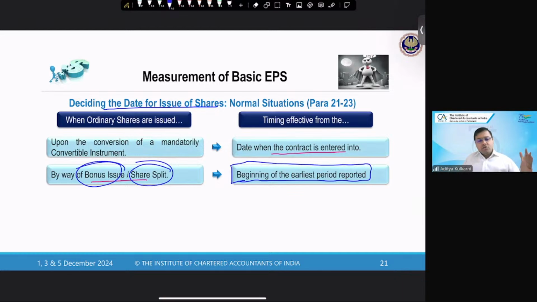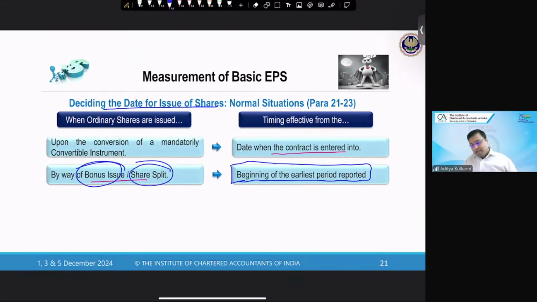In between, you are coming out with an IPO, an initial public offer. For an initial public offer, one of the requirements is that you have to present 5 years of financial statements in the draft red herring prospectus.